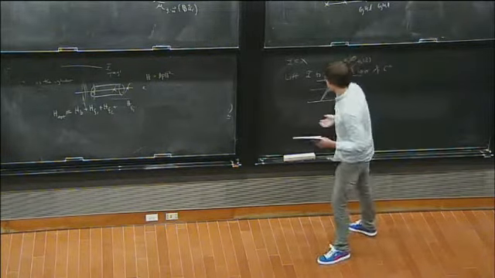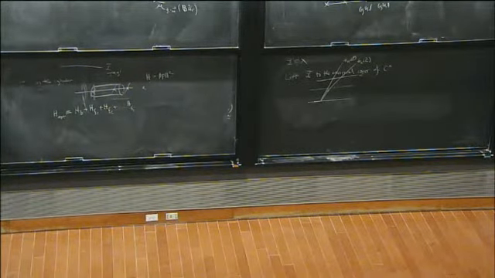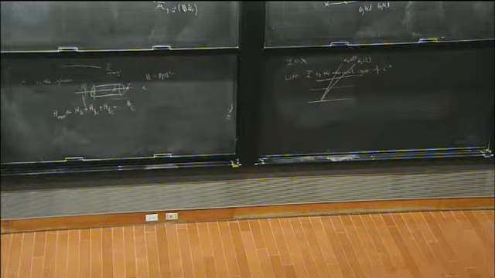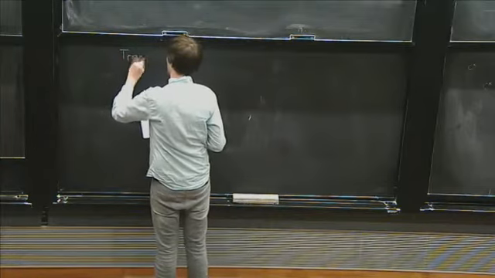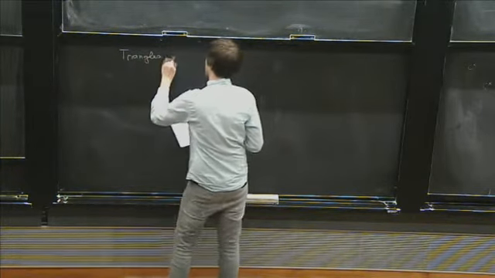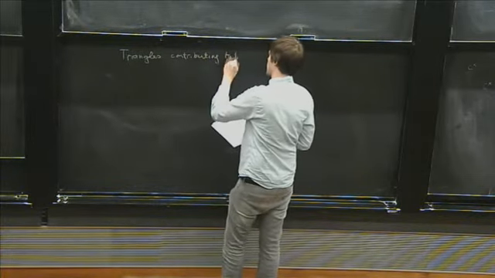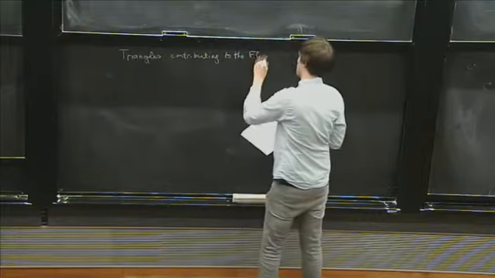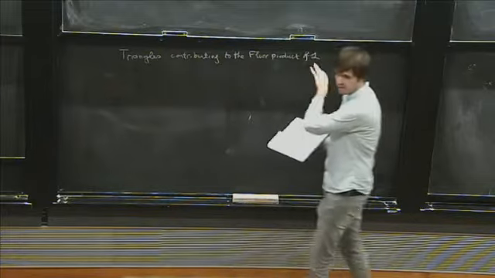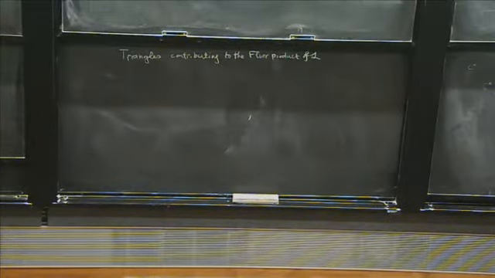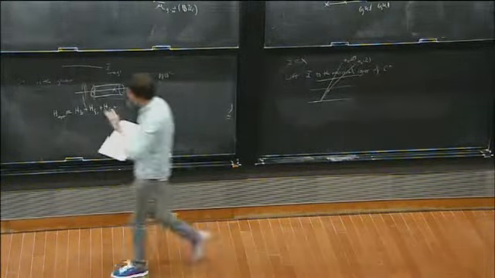So what you notice is that the triangles contributing to the Floer product of L are sections of these triangles here, which are sections of the fibration.